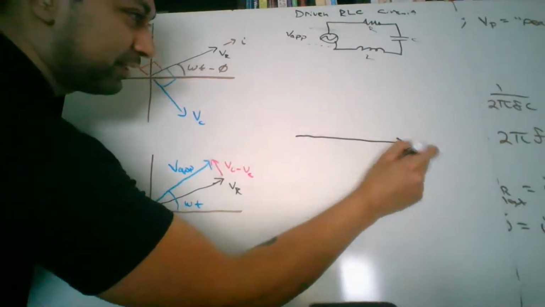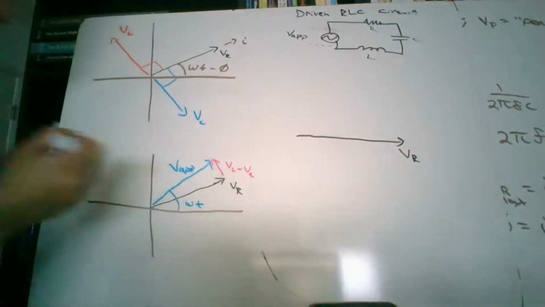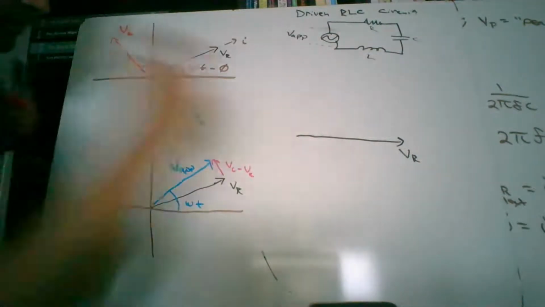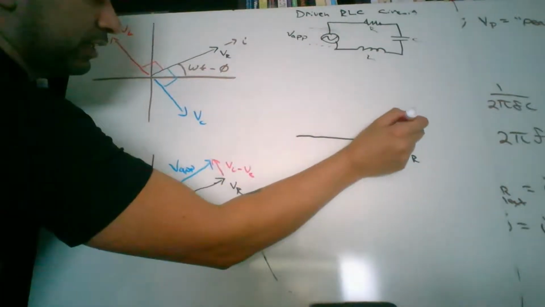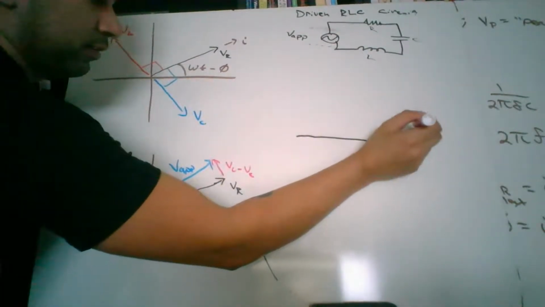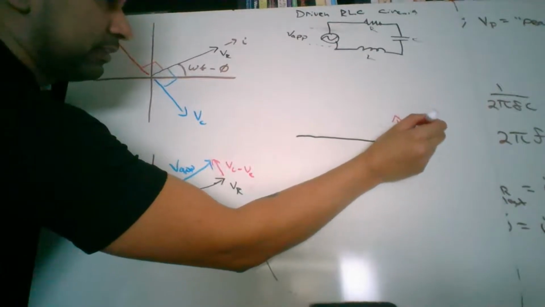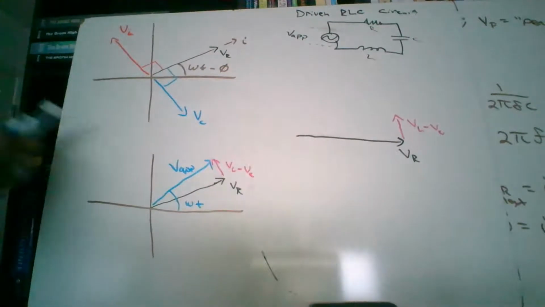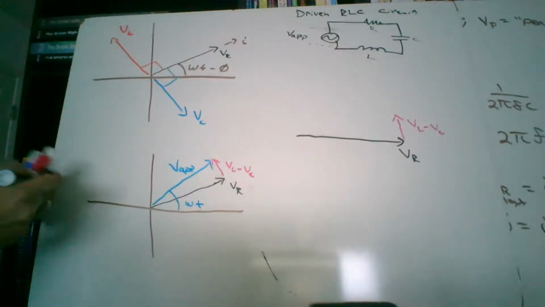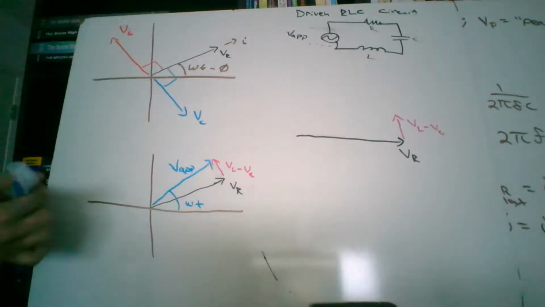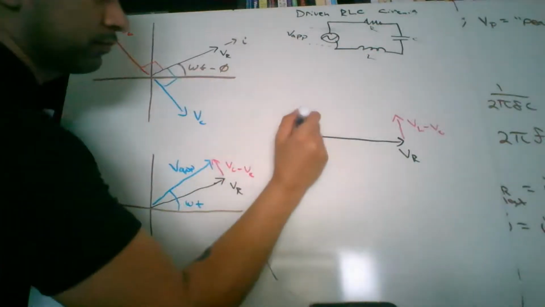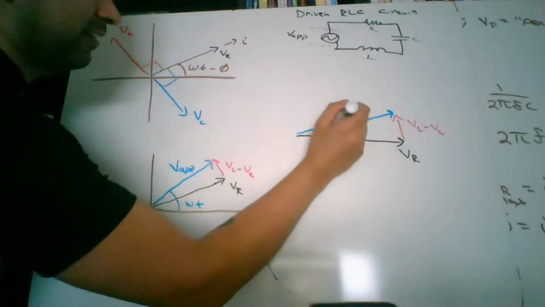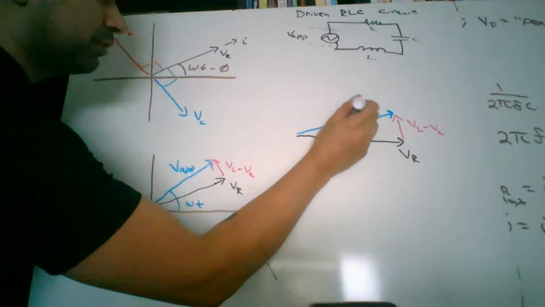So this is the voltage of the resistor. Then we have, whoop, going straight up, the voltage of the inductor minus the voltage of the capacitor. And finally, what color? Blue. Come on. Yeah. And that's the applied voltage.